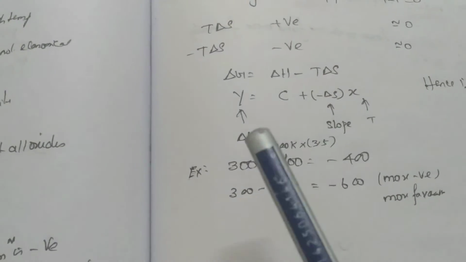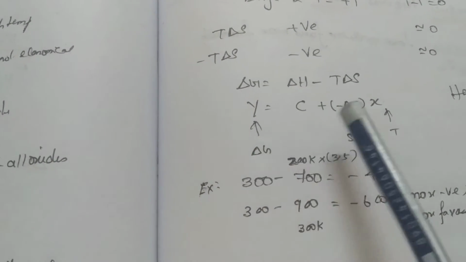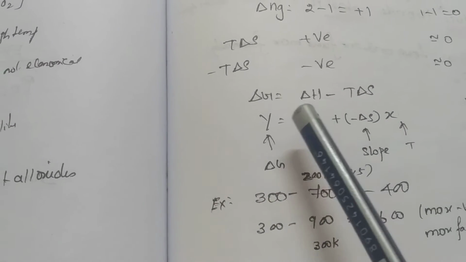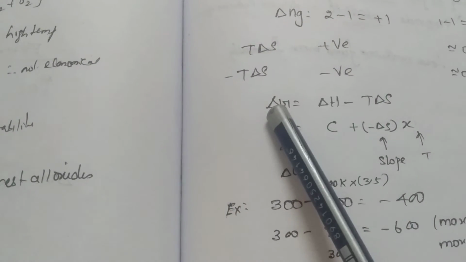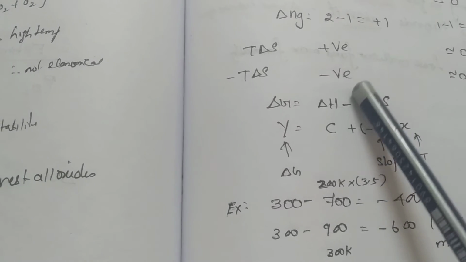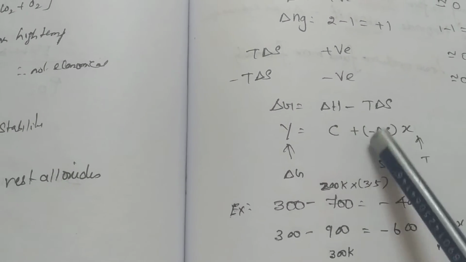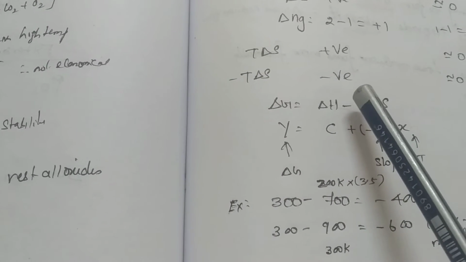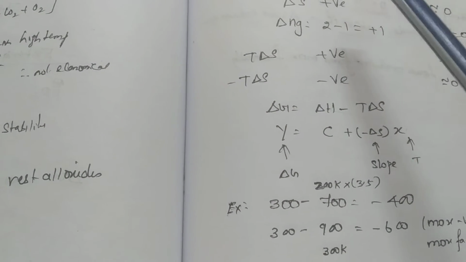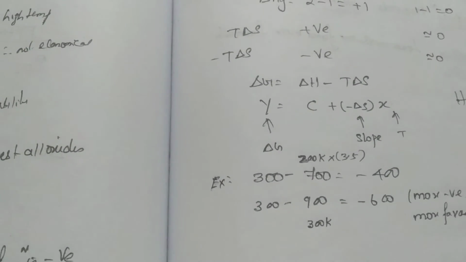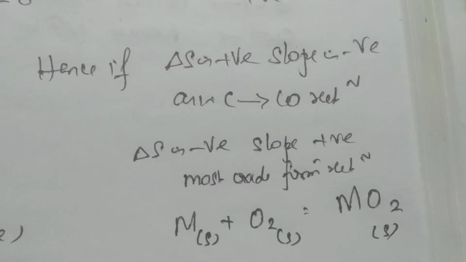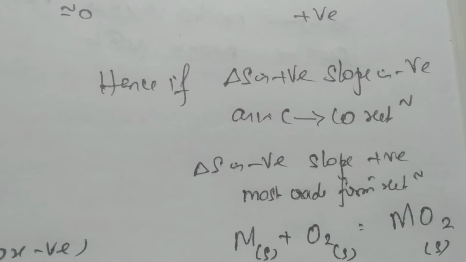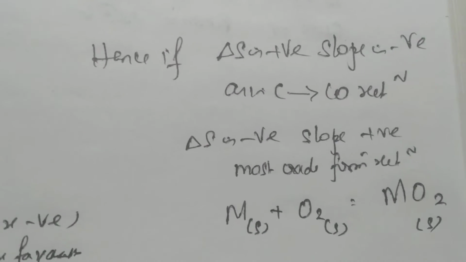And therefore, when you're going to plot y is equal to mx plus c, it is a plot of delta G against temperature, where the slope is going to be minus delta S. So minus delta S. Therefore when delta S is positive, slope is negative, and as delta S is negative, slope is positive.